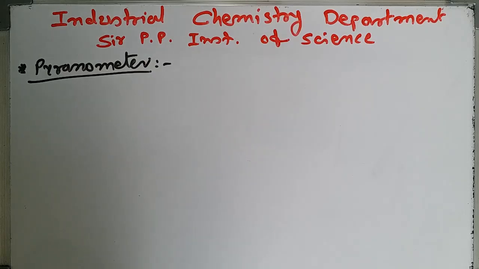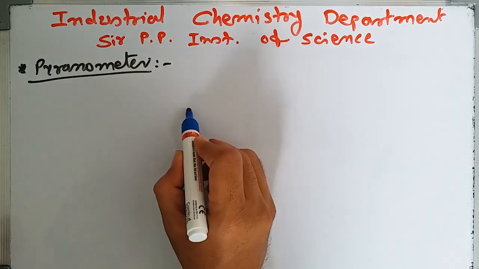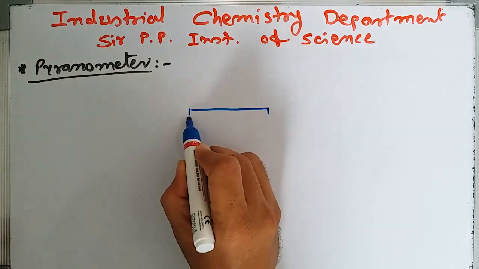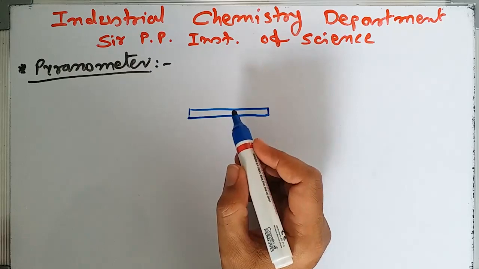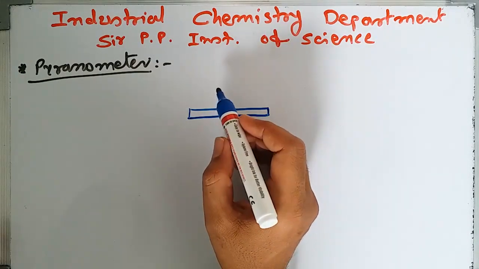So we have two pyranometers. One measures global radiation and the second measures diffuse radiation. First, we see the pyranometer for measuring global radiation. It contains concentric glass domes. First we draw a plate. This plate is known as the guard plate, and it holds the concentric glass domes.